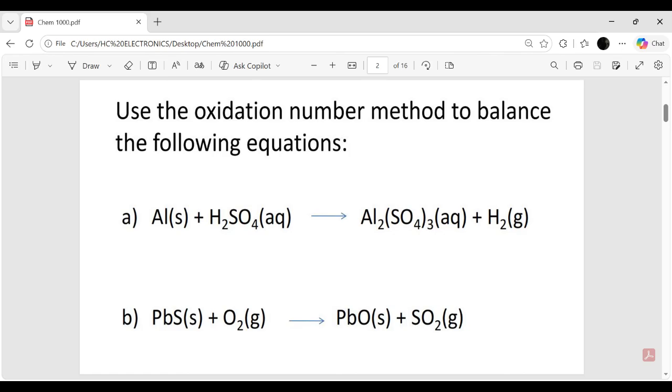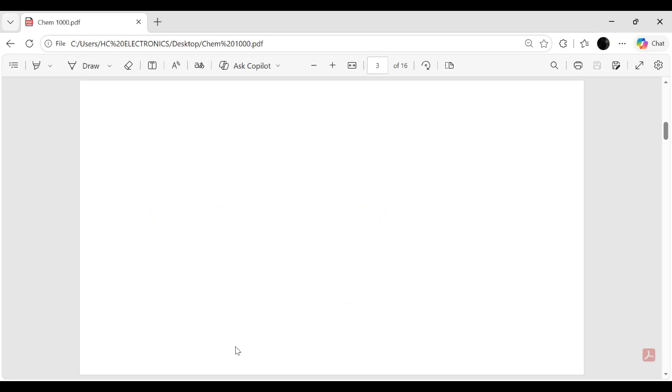Okay. So we have a question here saying to use the oxidation number method to balance the following equations. We have this equation A. This question came in the same paper which I was talking about, where the question is for the redox titration. So I want us to look at this question, then after that we'll go to the next one. They want us to use the oxidation number method. So we have A.